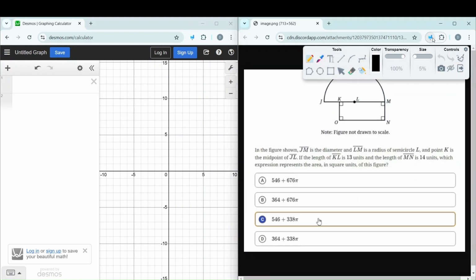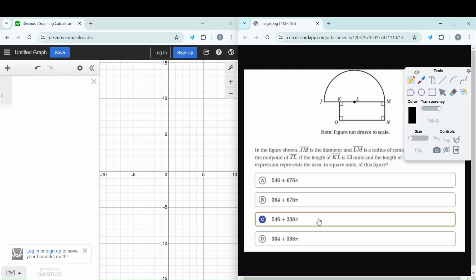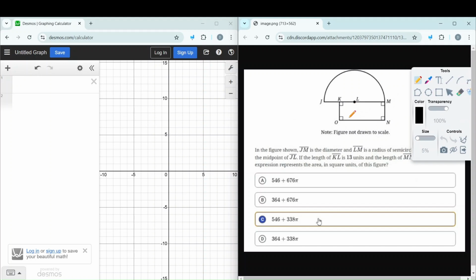Okay, so we're looking for the area, right? So we need the area of the rectangle and of the semicircle. Let's solve for the semicircle first. If this is the diameter, think about it this way. This is the diameter, and this is the radius. So 2 times the radius equals the diameter.